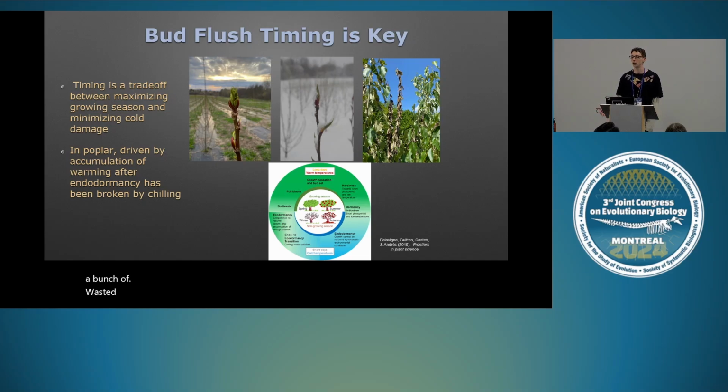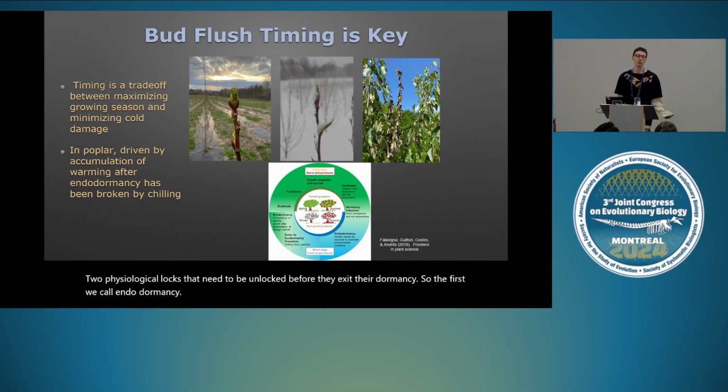So in order to guard against this, poplars and other trees have evolved basically two physiological locks that need to be unlocked before they exit their dormancy. So the first we call endodormancy. That is released or broken by the accumulation of cold temperature. So it's essentially a check to make sure that winter is over.